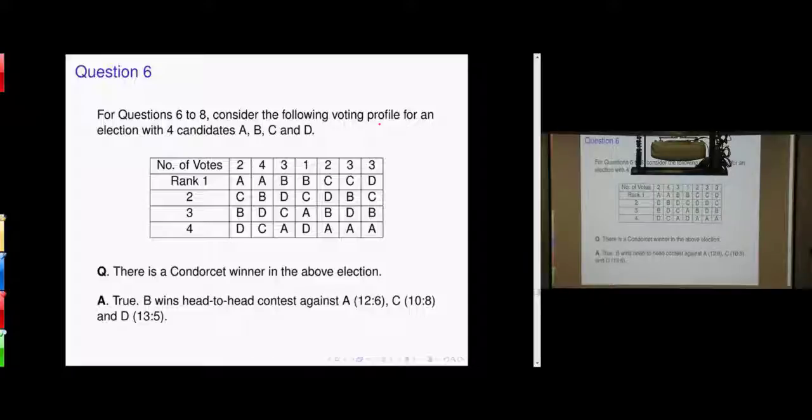8, right? Oh, then it's wrong, right? B above C. So let's try again. If this is wrong, then B is not Condorcet. Let's try. You are better than me, right? So how many people put B above C?